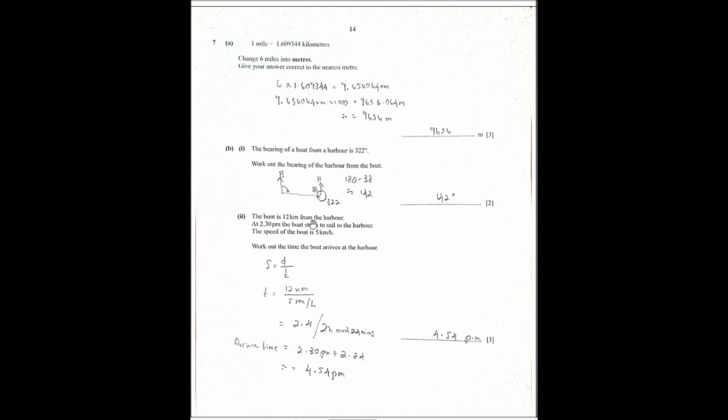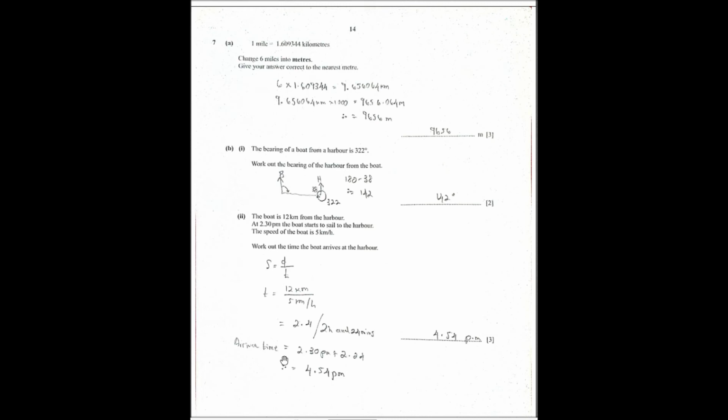The boat is 12 kilometers from the harbor. At 2:30 p.m., the boat starts to sail to the harbor. The speed of the boat is 5 kilometers per hour. Work out the time the boat arrives at the harbor. So we use the formula speed is equal to distance divided by time. In this case, we have to find the time. We take the distance, which is 12 kilometers, divided by the speed, which is 5 kilometers per hour, and that will give us 2.4 or 2 hours 24 minutes.